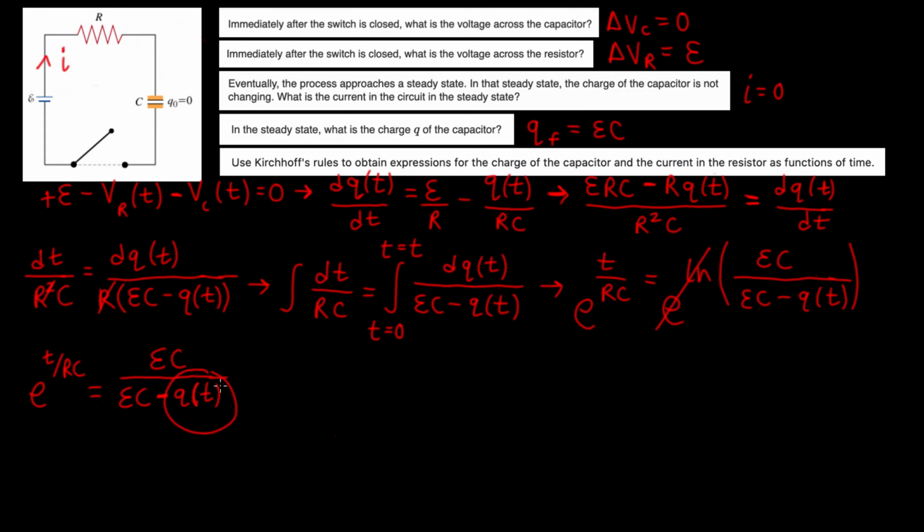And remember that we're trying to solve for q of t. We're trying to solve for the charge as a function of time. So we need to isolate that. And in order to isolate that, let's multiply both sides by the denominator to bring that over to the left-hand side. And let's divide both sides by e to the power of t over rc to bring this term over to the right-hand side, or to the denominator of this term right here. And if we multiply both sides by the denominator, we get the following.